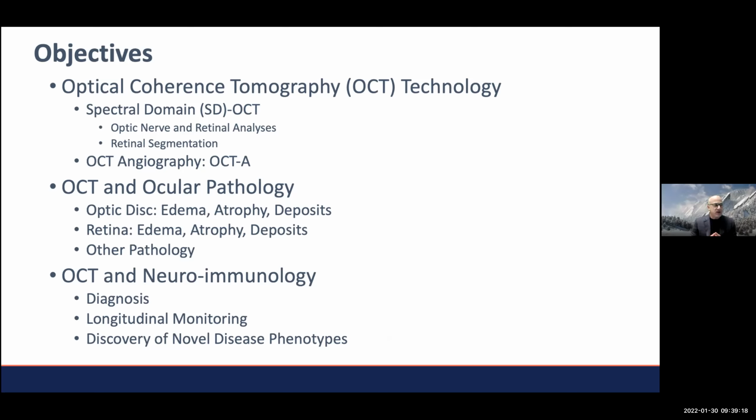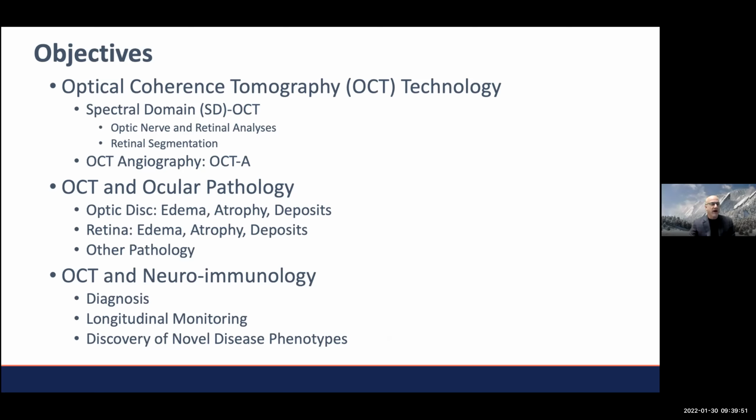Second, I want to review the capabilities of OCT to reveal optic nerve and retinal pathology. Understanding those capabilities, I think, is essential to understand its potential usefulness and limitations in the care of patients with neuroimmunologic disorders. And finally, I want to take a look at the current and future role of OCT in the diagnosis and monitoring of neuroimmunologic patients and its potential to advance our understanding of neuroimmunologic disorders.